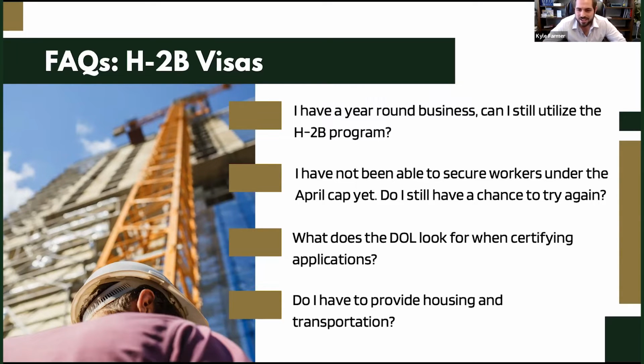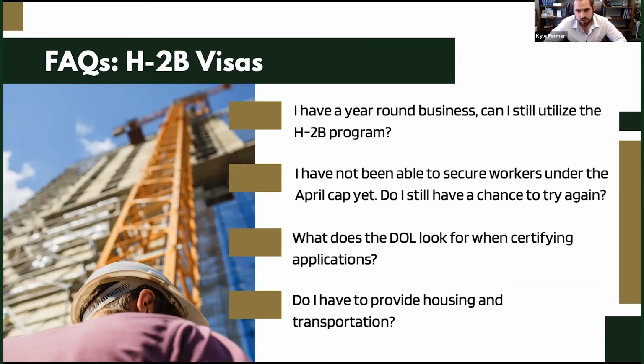And then there is the most commonly used justification for H-2B workers, which is a peak load need. A peak load need is when I have a year-round need, but because of some seasonal event or occurrence that is predictable, I have an increased need during a certain time of year.